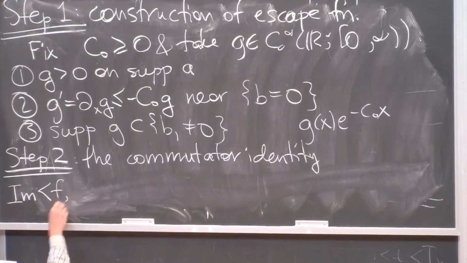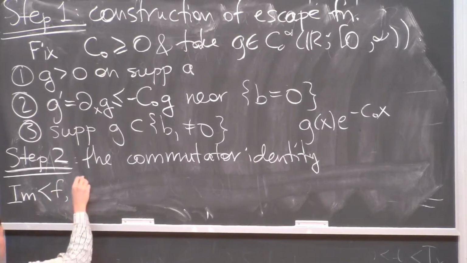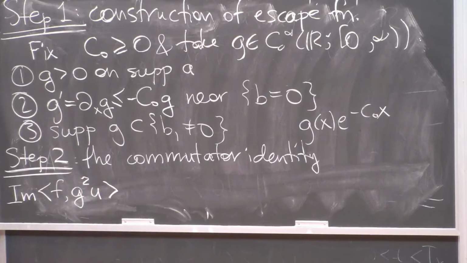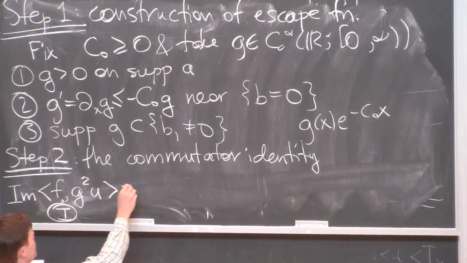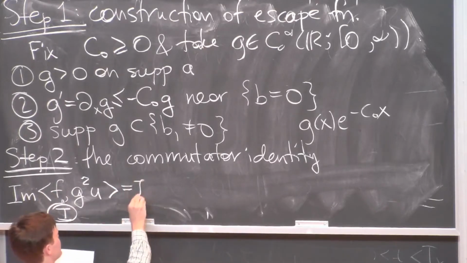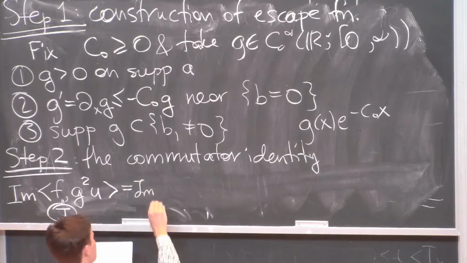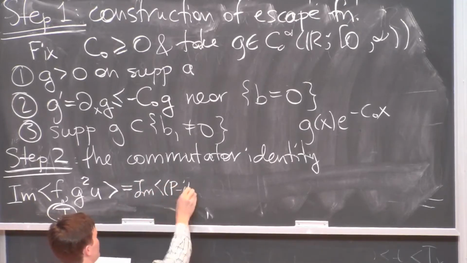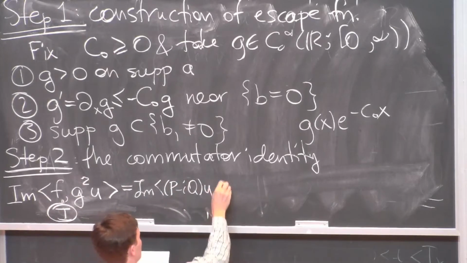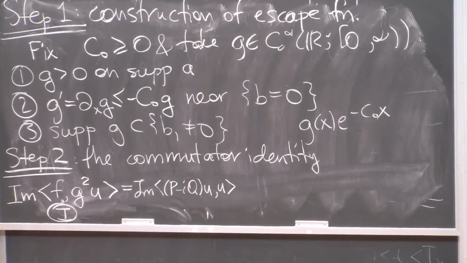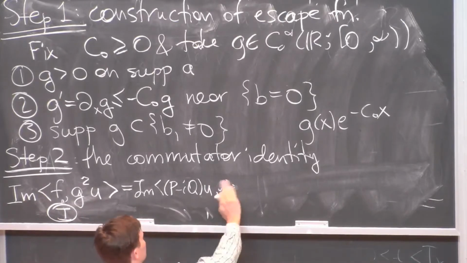So what I'm going to do is compute the imaginary part of (f, g²u). I'm going to call this 1. This is going to be my term 1. It's good because it has f in it. I'd like to have my right-hand side somewhere. Now, this is the same as the imaginary part of ((P − iQ)u, g²u). All the inner products will be in L², all norms will be in L² in this basic proof.